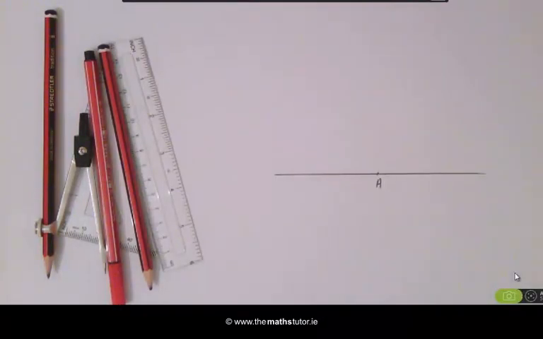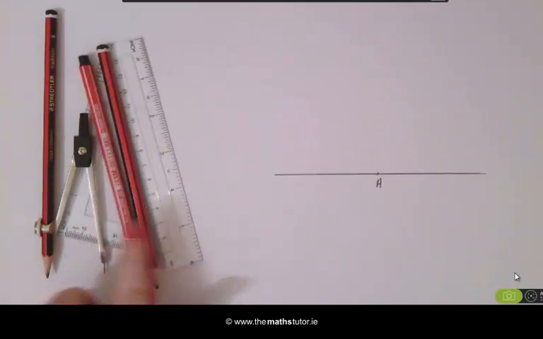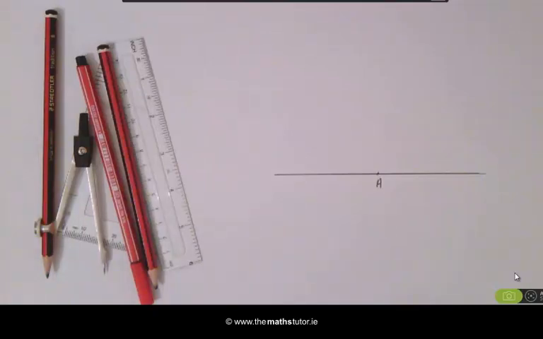We are going to construct a line perpendicular to a given line L passing through a given point on L. There are two ways to carry out this construction, and both of these need to be known. In the first one, we are going to use a compass and a straight edge. In this example, we are going to construct a perpendicular line passing through A.